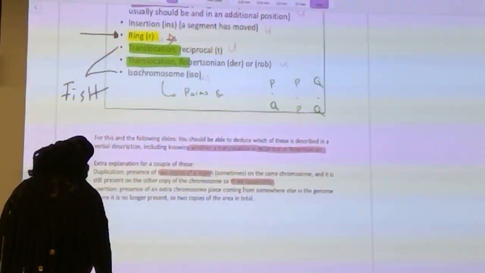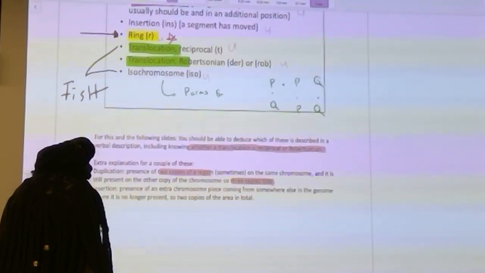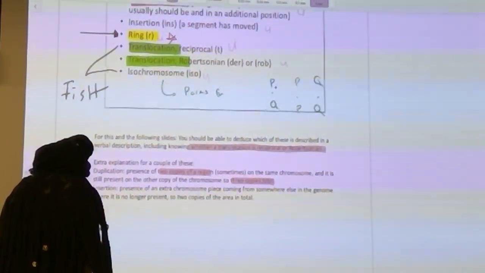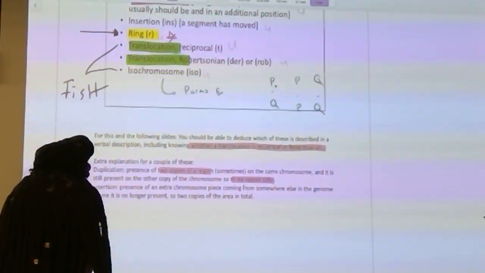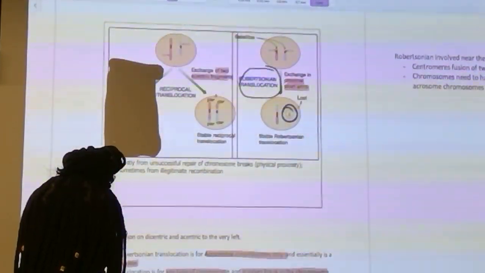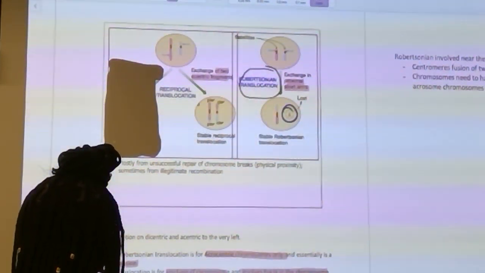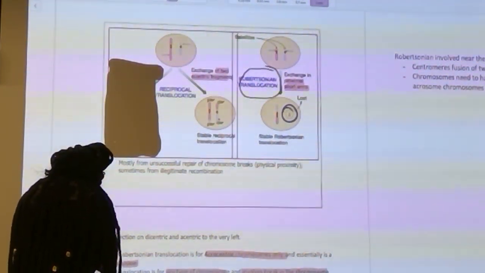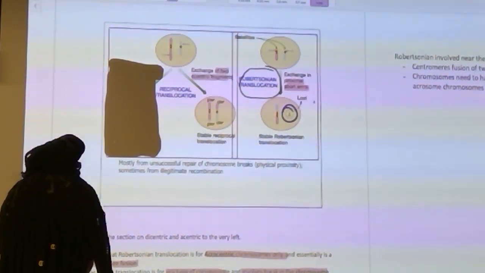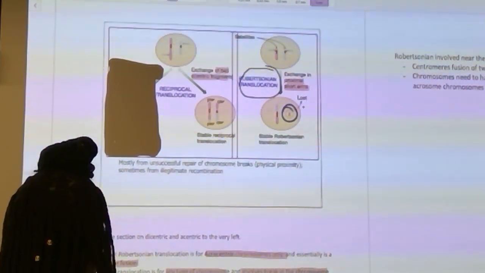Then for isochromosome, just know that instead of having a chromosome with a P arm and a Q arm, for an isochromosome, it's going to be P arm, then P arm, and the next chromosome will be Q arm, then Q arm. Reciprocal is again your submetacentric and metacentric chromosomes. Robertsonian is only your acrocentric chromosomes, and just know that the satellites will become lost.